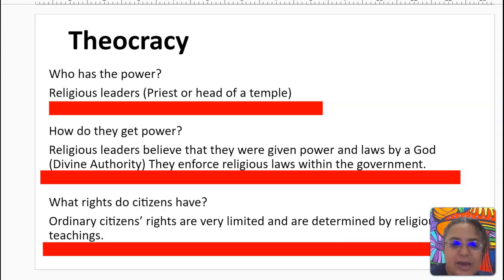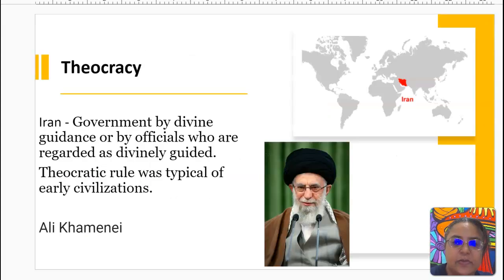What rights do citizens have? Ordinary citizens' rights are very limited and are determined by religious teachings. Theocracy: Iran. Government by divine guidance or by officials who are regarded as divinely guided. This rule was typical of early civilizations.